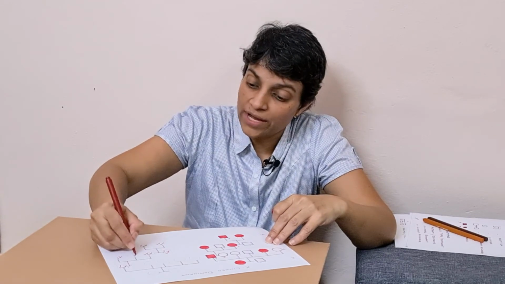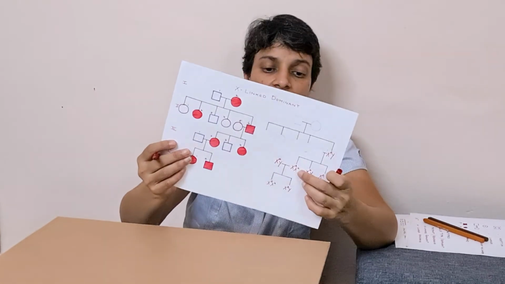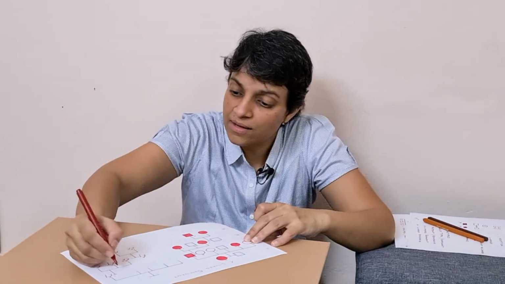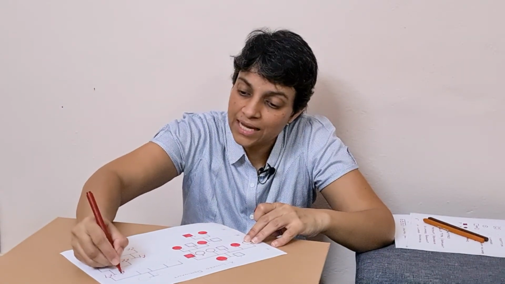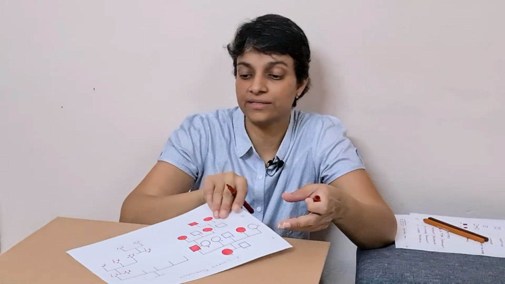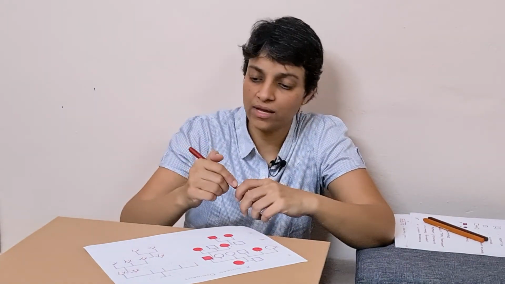Now, this boy is heterozygous. How do we know that? This boy has X small a. If he has to get X small a, the mother must be having an X capital A and X small a. Only if she has an X small a, she will pass on that X small a and the boy will be protected. So the mother is anyways heterozygous, and that is how we come to the logic.